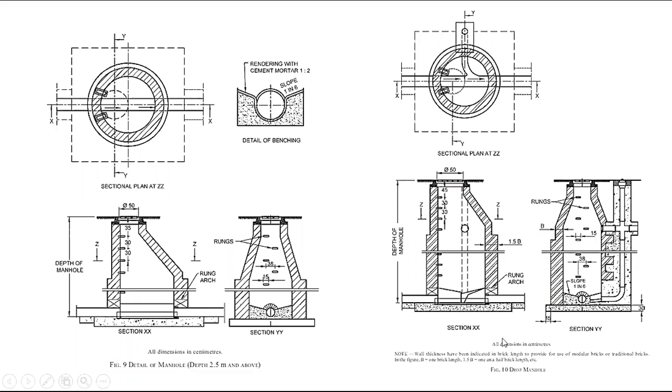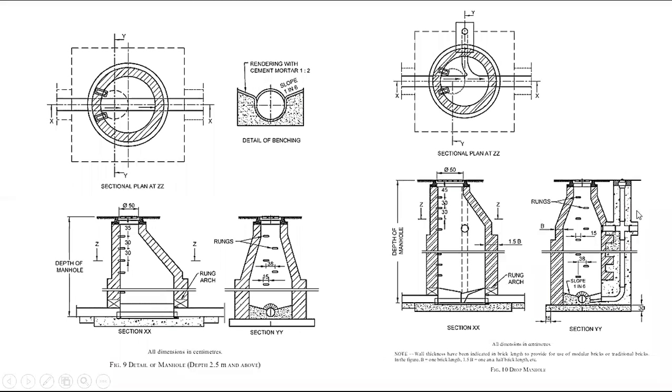Another thing you have to keep in mind, as per NBC recommendation: if the depth is more than 2.5 meter, you have to give a drop manhole also for the connecting inlet branch pipe. Nowadays we are not giving this. As per NBC they recommend it, but on our site we do not provide it. But you have to have this knowledge of the drop manhole.